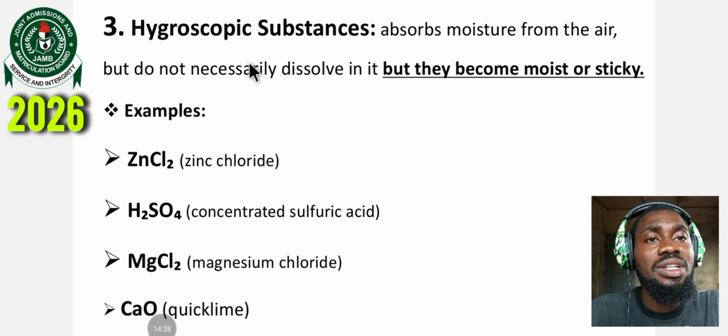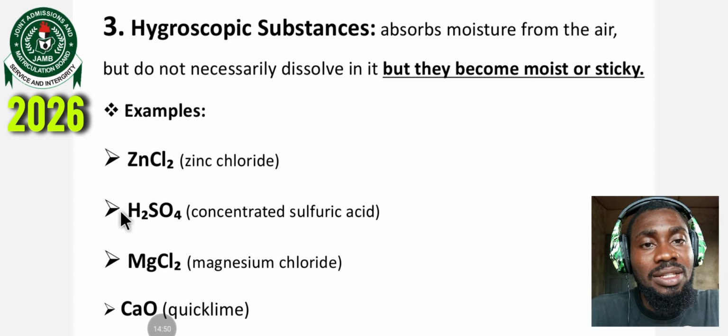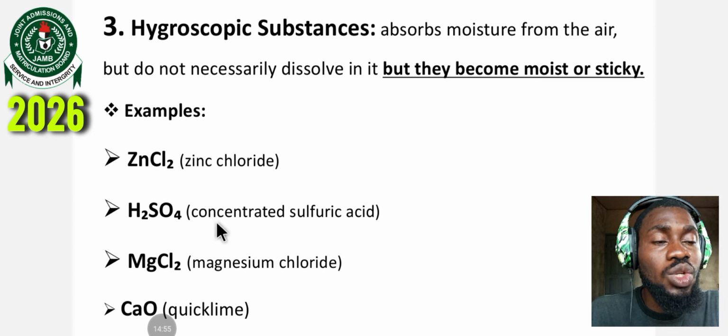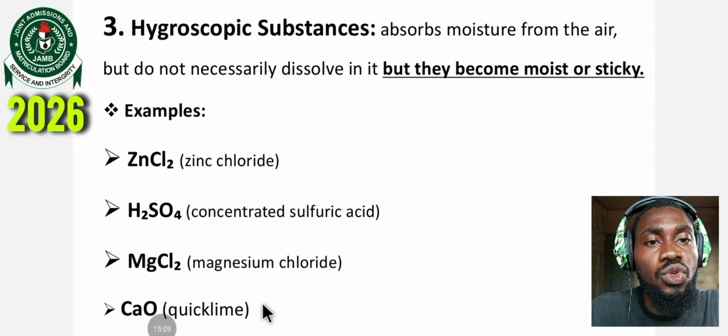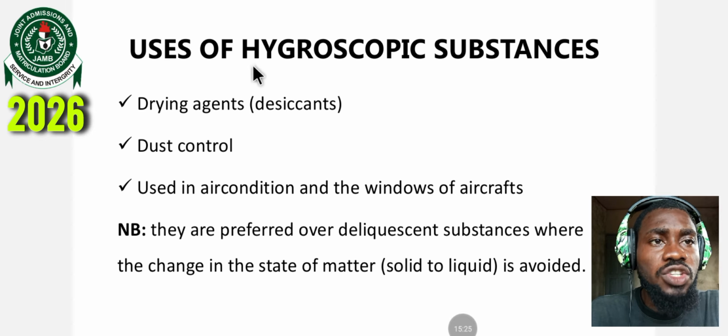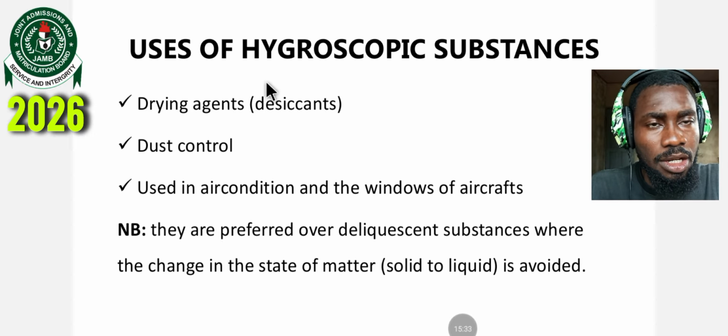They don't turn to solutions. They become sticky. A solution is not formed. So let's look at the examples of hygroscopic substances. They include zinc chloride, which is whitish in color, hydrogen tetraoxosulfate(VI) acid, which is also known as sulfuric acid, magnesium chloride, and quicklime, which is calcium oxide. These are hygroscopic substances. Let's quickly look at the uses of hygroscopic substances. Number 1, as drying agents. They are also used as desiccants.